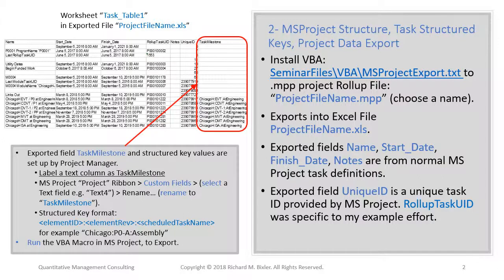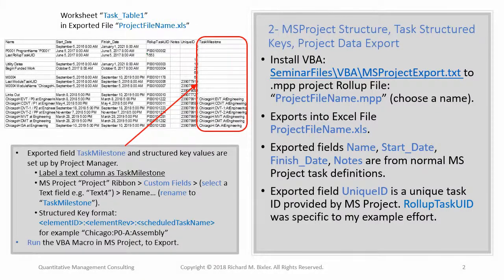Task milestone is a column you must name in MS Project, first of all. Here's how to label a column permanently in an MPP file. Using MS Project ribbon Project Custom Fields, select an unused text field. I used a column named Text4, but it could be any one of them. Click the Rename button below it and rename the chosen field to Task Milestone.